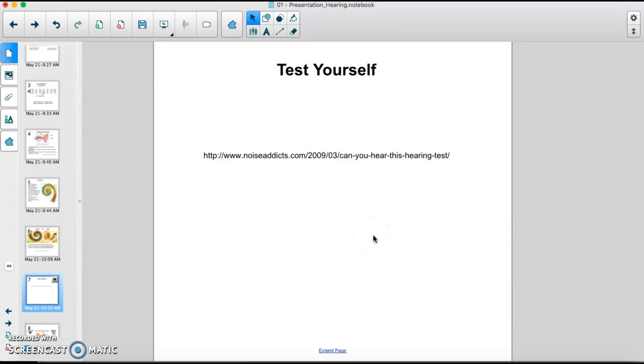I also included this link here so that you can test yourself. This will play different frequencies, and you can see which frequencies you can personally hear and which ones you already can't hear. And so it's happening. Your hearing is getting worse over time.